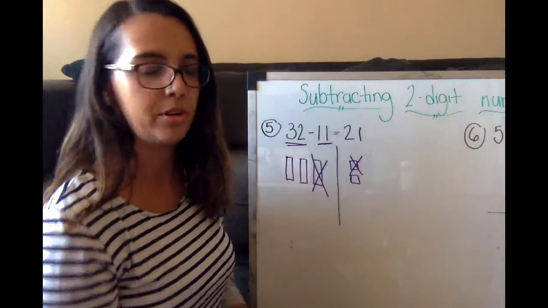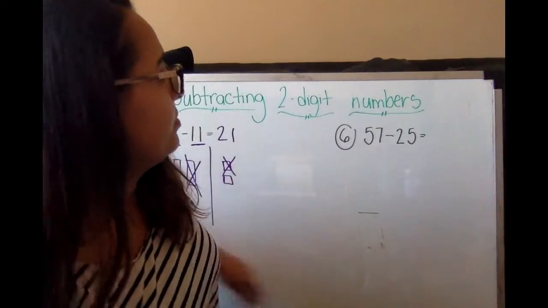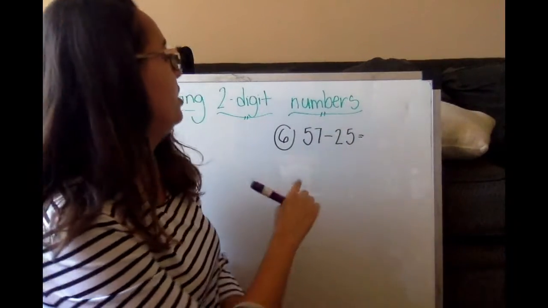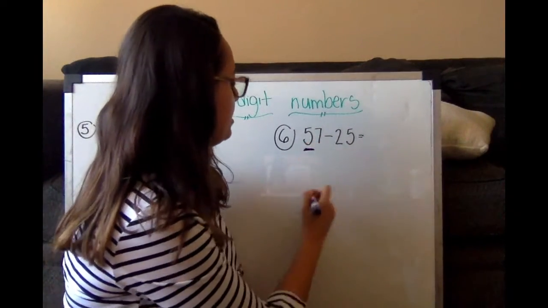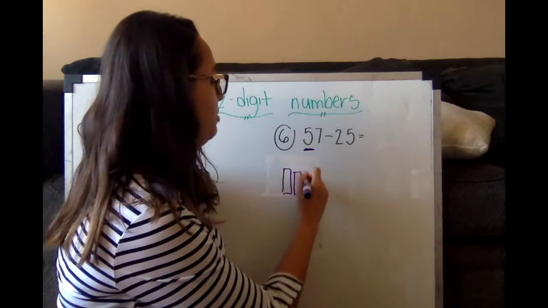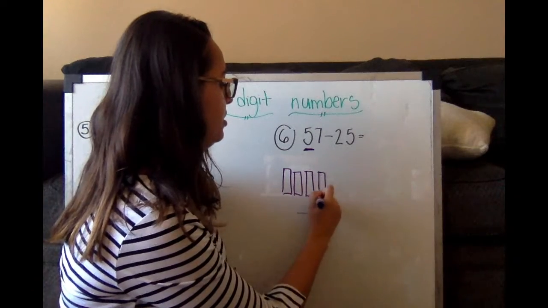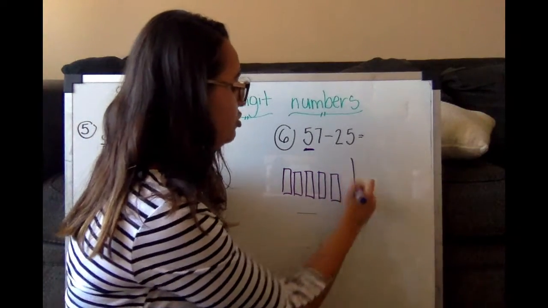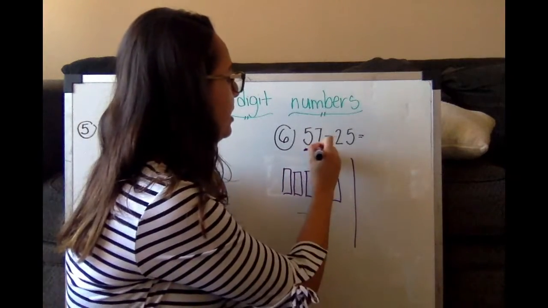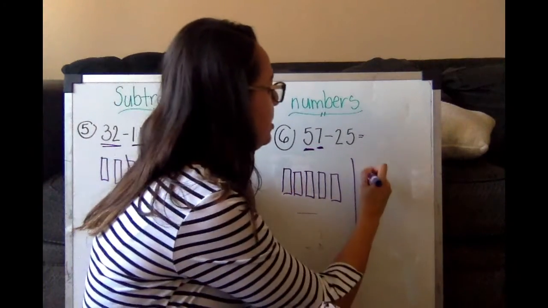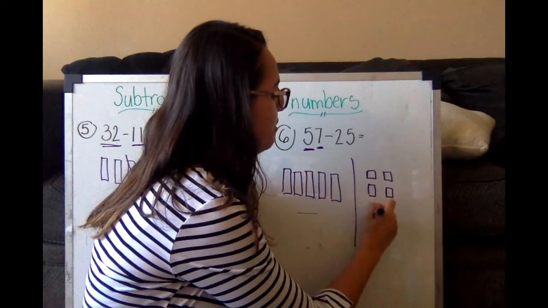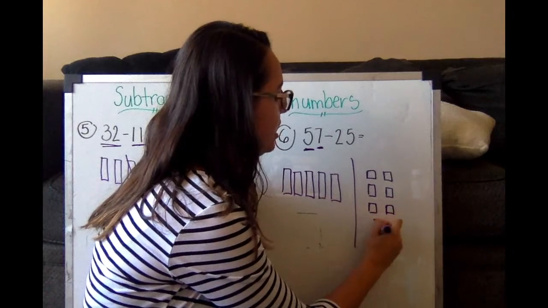Let's try with a bigger number. Here I have 57 minus 25. So I see 5 tens, 1, 2, 3, 4, 5. Draw a line down the middle so I don't get confused between my tens and my ones. And I see 7 ones. 1, 2, 3, 4, 5, 6, and 7.